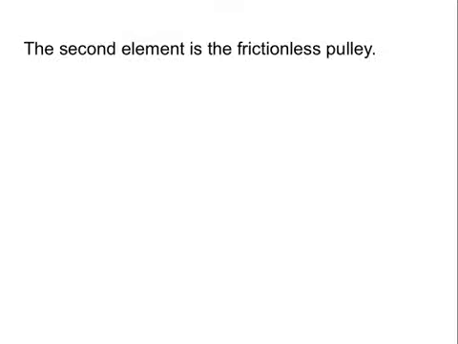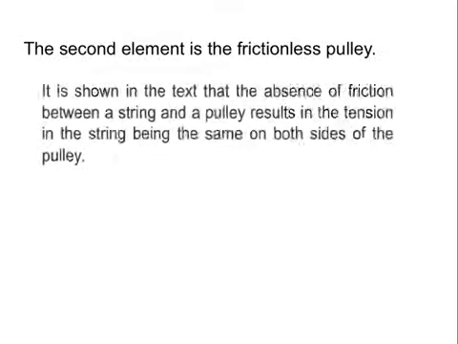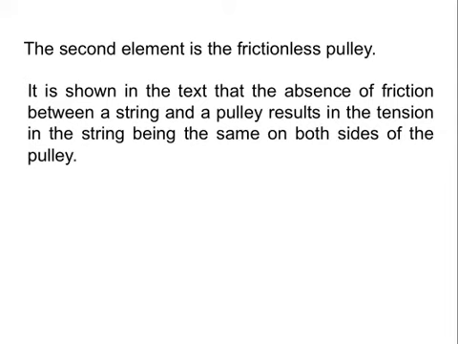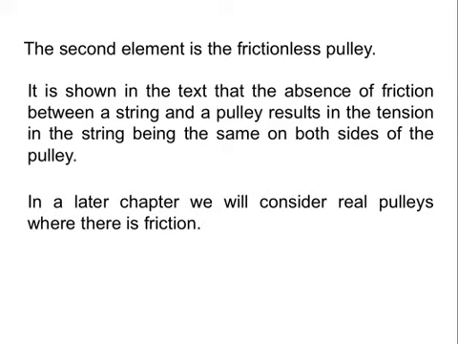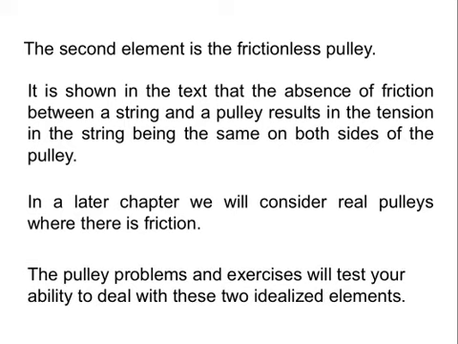The second element is the frictionless pulley. It is shown in the text that the absence of friction between a string and the pulley results in the tension in the string being the same on both sides of the pulley. In a later chapter, we will consider real pulleys where there is friction. The pulley problems and exercises will test your ability to deal with these two idealized elements.